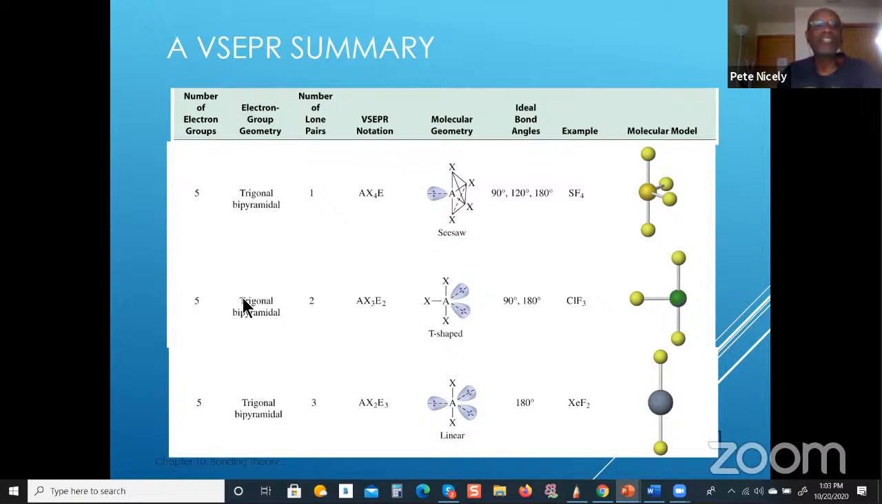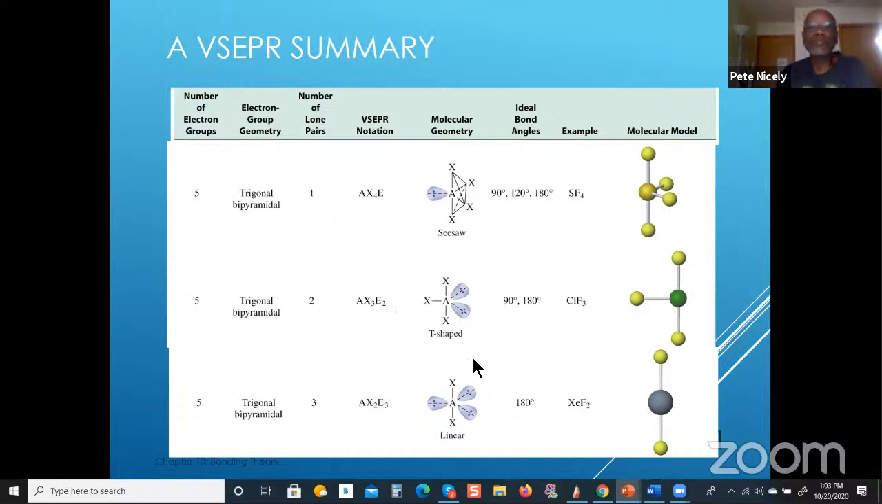And then going from here to here, where we have 2 lone pairs, we still have 5 electron groups. The VSEPR notation is this, AX3E2. And basically this would be the shape adopted by such a molecule. We call that a T shape. To get from here to here, we simply remove another X atom. So we could have removed this one or removed this one. We're going to end up with this shape right here.